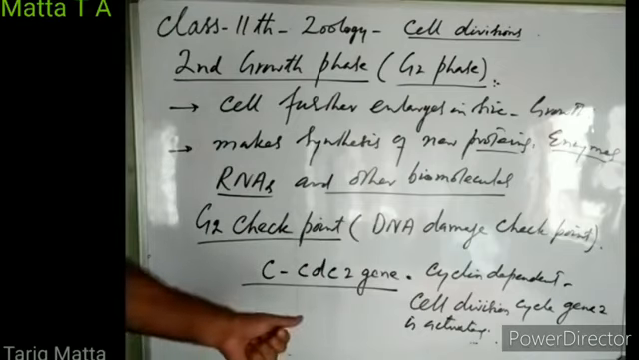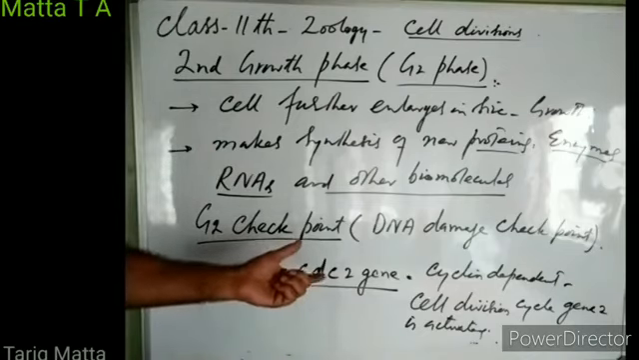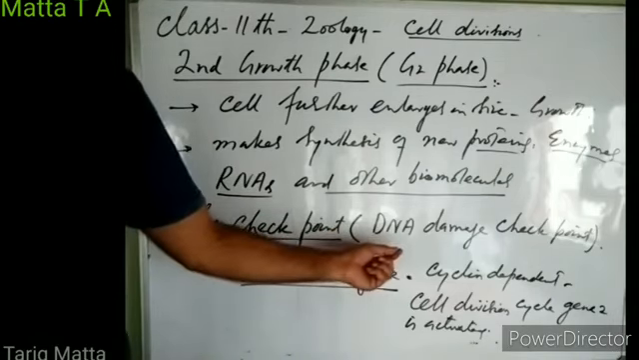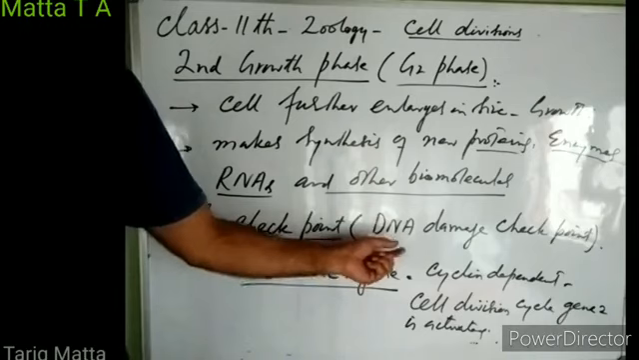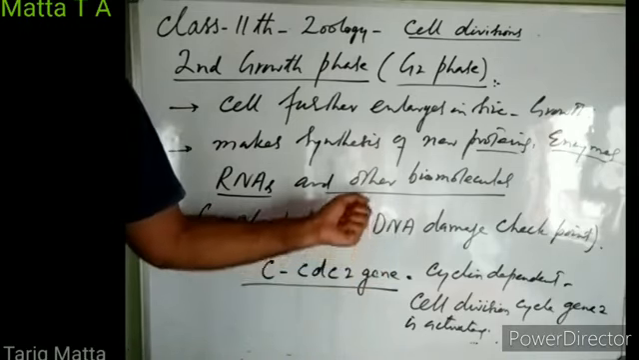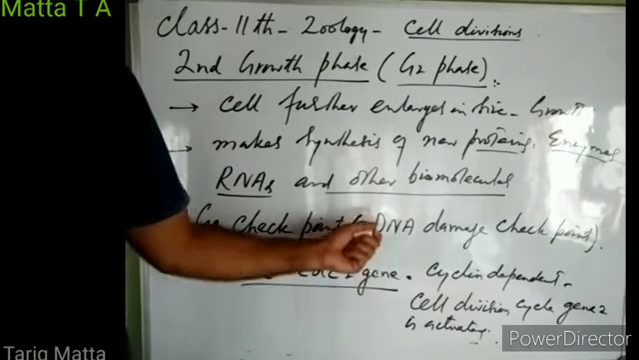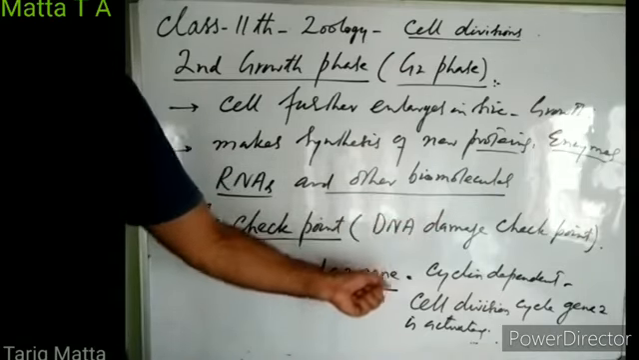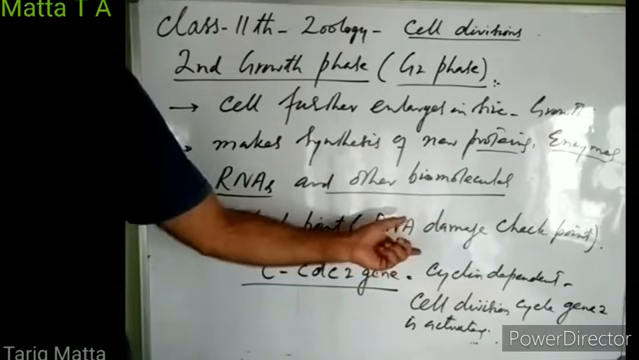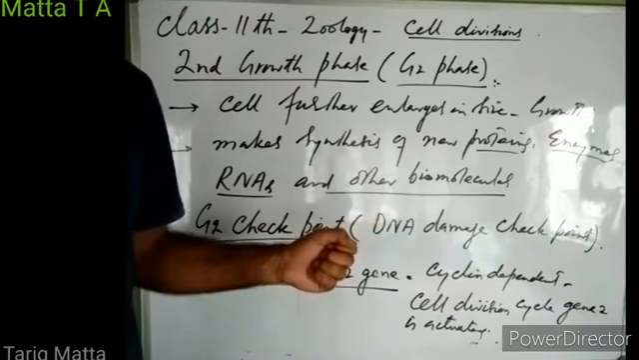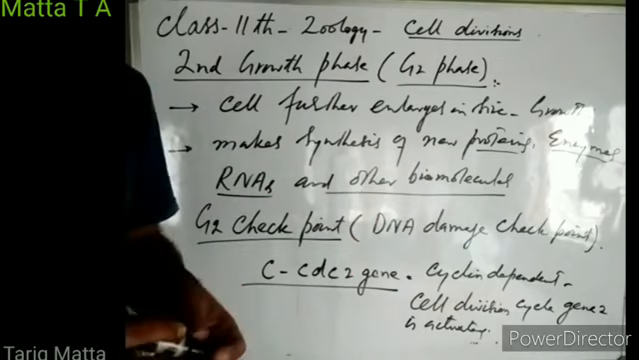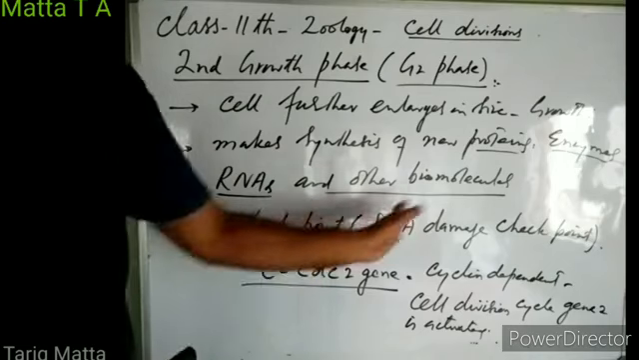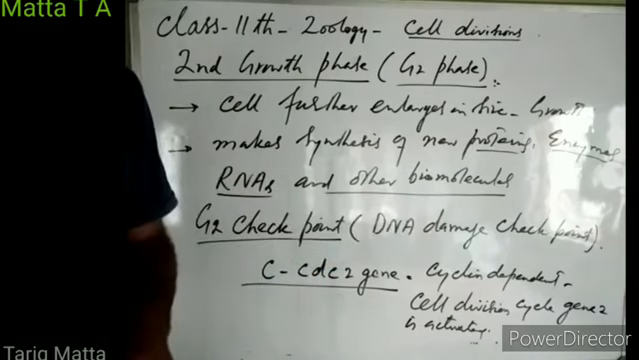It checks whether the DNA of the cell is normal or it has suffered any damage during the process of replication. If these enzymes detect that any damage has been caused to DNA during the process of replication, that damage is immediately repaired. So DNA is repaired before it enters into mitotic phase. However, if the cell is not able to repair the damage caused to DNA, then this cell will not be allowed to go into M phase, mitotic phase or meiotic phase, right?